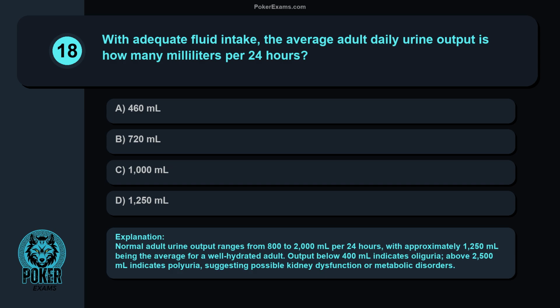Normal adult urine output ranges from 800 to 2000 milliliters per 24 hours, with approximately 1250 milliliters being the average for a well-hydrated adult. Output below 400 milliliters indicates oliguria, above 2500 milliliters indicates polyuria, suggesting possible kidney dysfunction or metabolic disorders.